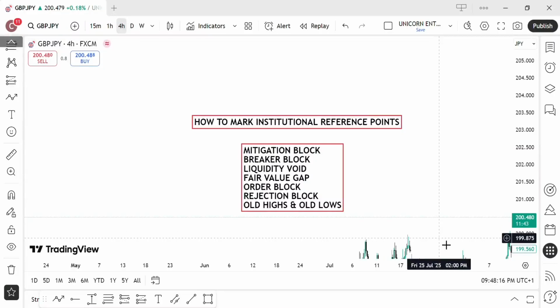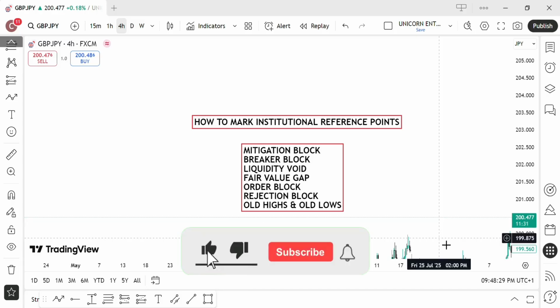Hi traders, in this video we'll be talking about how to mark institutional reference points. In the previous video we talked about how to identify the market's directional bias. Right now we'll talk about marking institutional reference points.